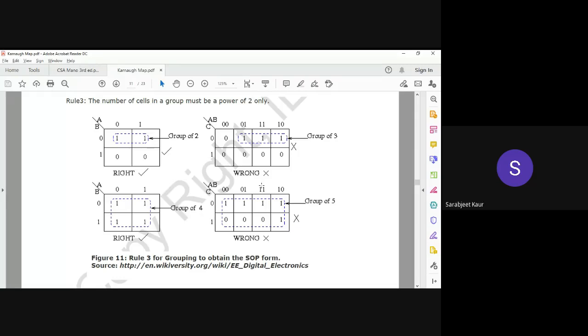So this I explained to you. Please see, the first is a group of 2, then a group of 3 which is wrong. This is right, this is wrong. Then a group of 4 is right and a group of 5 is wrong. Any problem? No, ma'am.